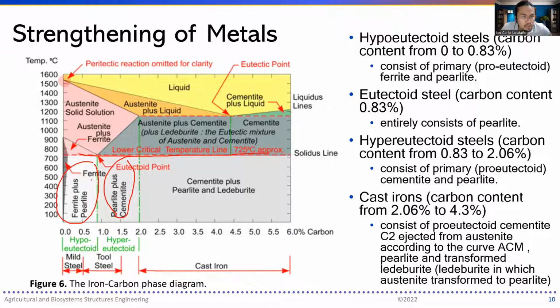Here, eutectoid cementite, okay, it's here, and transformed ledeburite. So it's a combination of such. Okay, ledeburite in which austenite is transformed to pearlite. So it's a combination. Okay, cast iron is actually over here. And then other steels, okay, with very high temperatures would lead to cementite and austenite, and there's even a liquid phase already. Okay, so mild steel is hypoeutectoid, your tool steel is hypereutectoid.